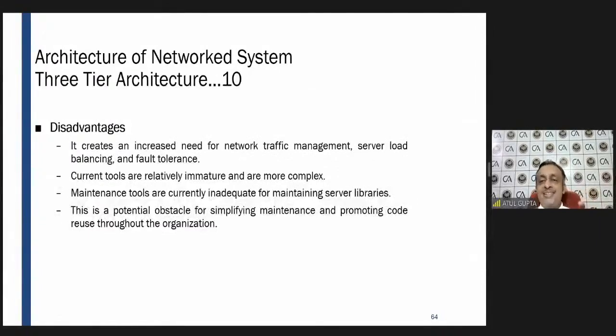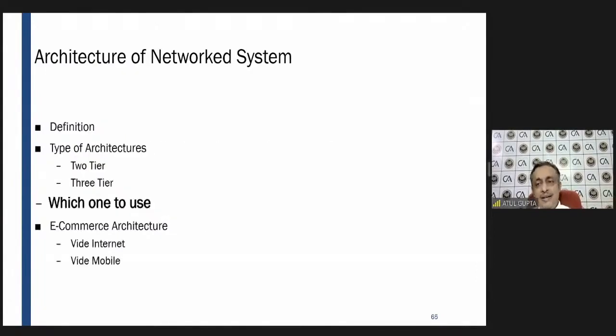Because it is complex, the key disadvantage is the first one: network traffic management. Huge users. Then second is a learning process. Tools are immature and more complex to manage the system, but then we are learning every day. So this is improving. So this disadvantage: tools are immature, maintenance tools are currently inadequate. Again, we are improving on that as technology learners. An obstacle for simplifying maintenance. Maintenance is not simple. So 2-tier and 3-tier.